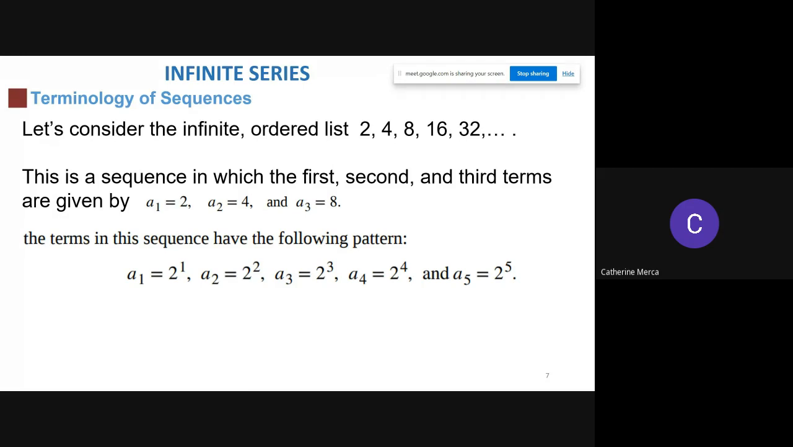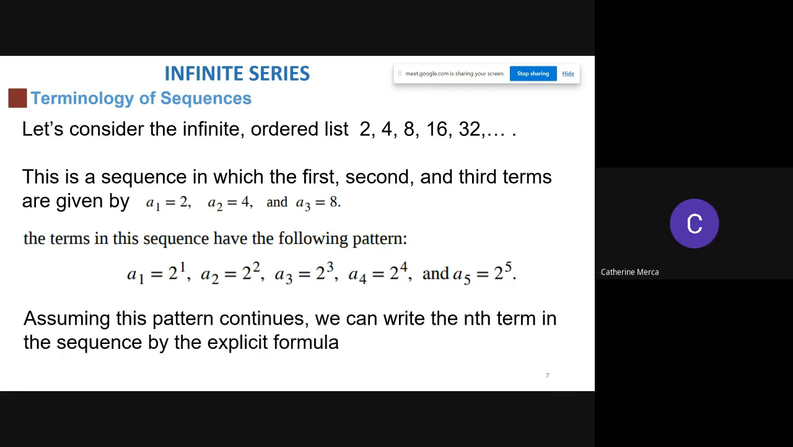What's a sub 6? 2 to the 6, yes. And down the line, you'll be able to solve. Because of the pattern, you can write down the nth term of the sequence by this formula, which is a sub n equals 2 to the n. Is that clear?